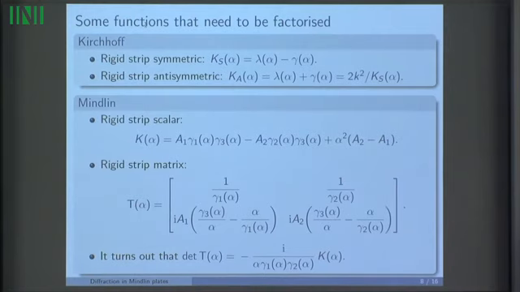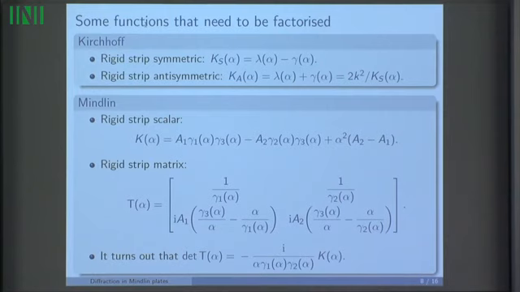What about Mindlin theory? Well, the scalar bit that you get for the rigid strip is not too bad, and you can see it's got the same kind of structure. It's got a difference of these square roots. It's got this extra one, gamma 3, coming in there, and this additional polynomial term. The rather frightening one, though, is the matrix bit. That's my matrix T, and it's got these 1 over gammas and then these rather mean-looking expressions in the bottom row. If you take the determinant of T, then you get a fairly simple function times the scalar kernel, and that happens for both the crack and the rigid strip.